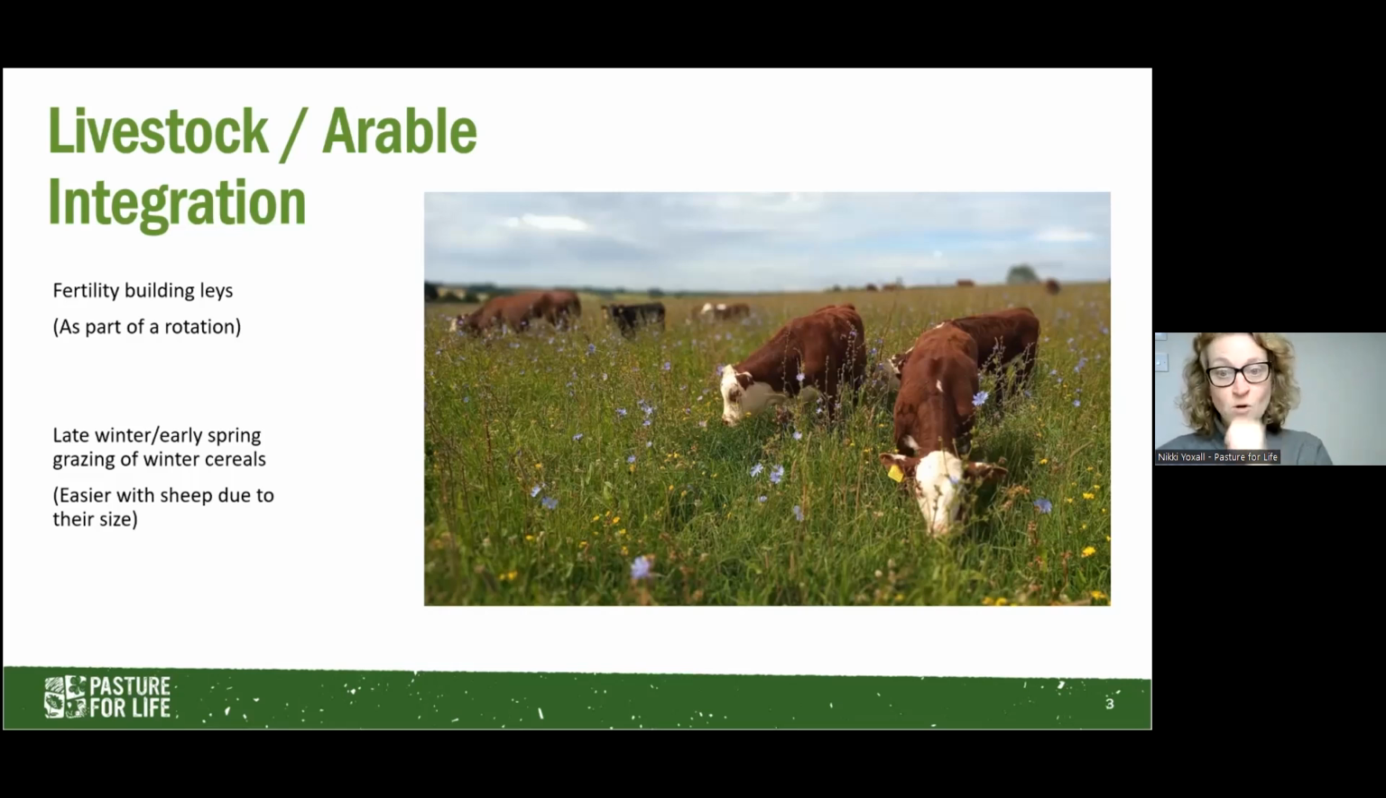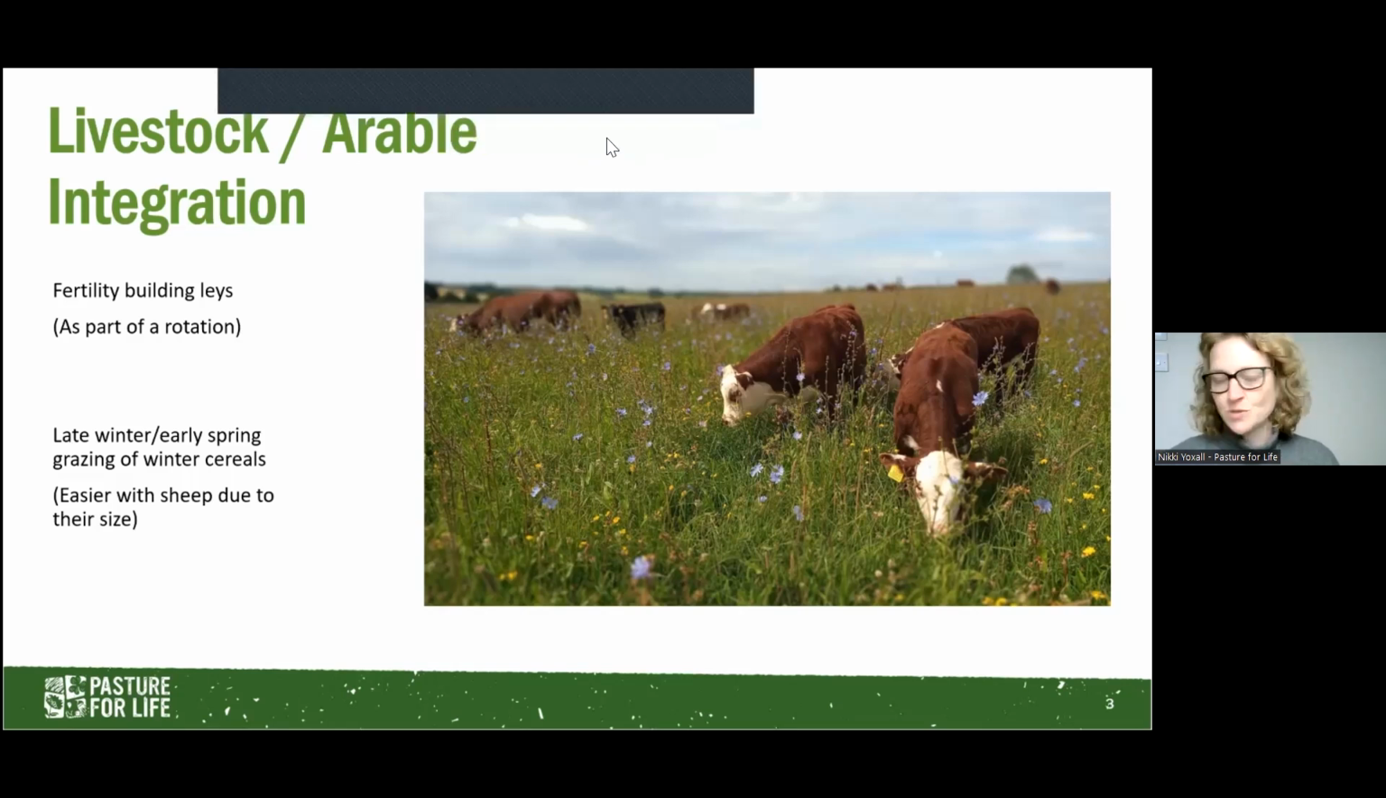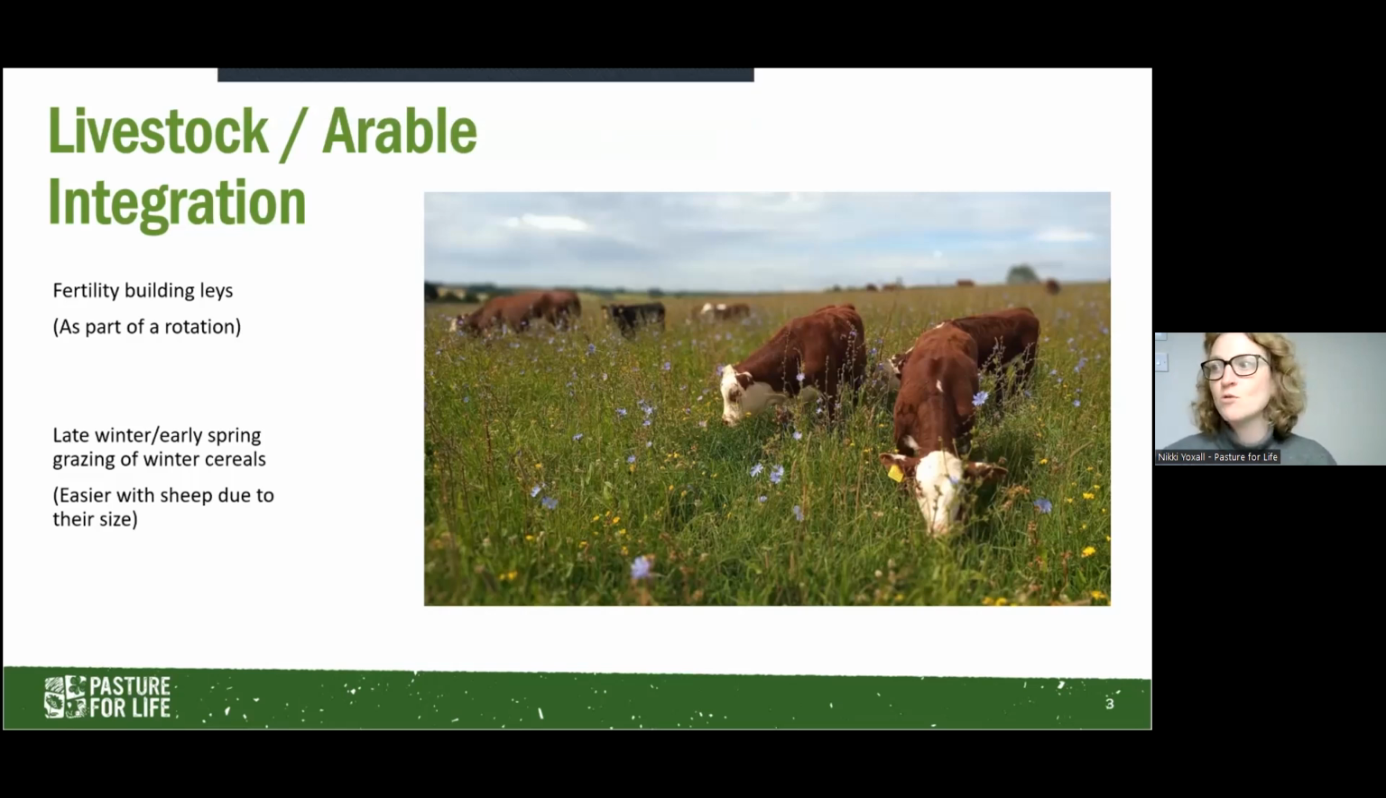And generally what people find is that that's easier with sheep due to their size. There's less risk of them making a mess. But again, Stuart's going to talk through how they've been using young stock in that system. So I'm going to focus a bit more on herbal lays, fertility building lays, and how cattle can be used in these sorts of systems. Oh, my slides aren't working.